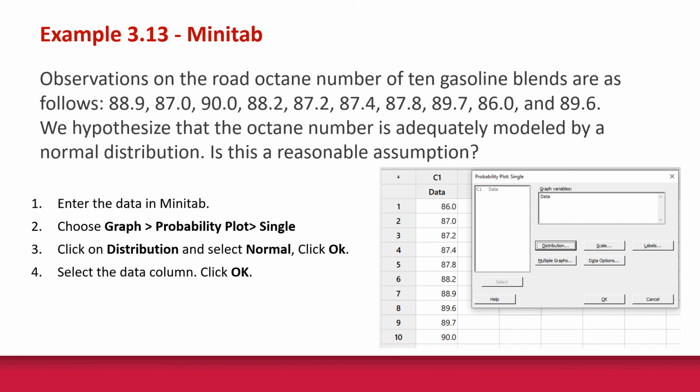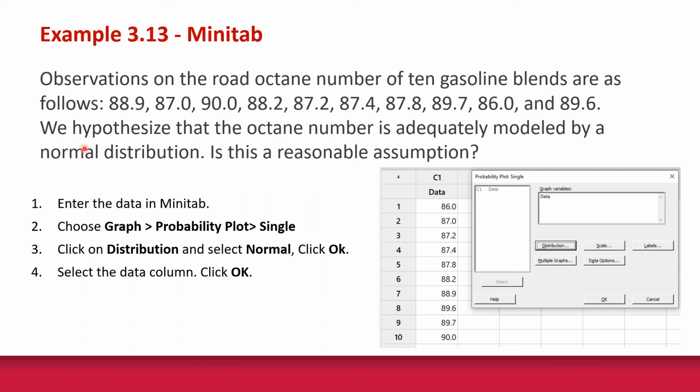So let's look at example 3.13 of the textbook. He gives some observations on the road octane number of 10 gasoline blends, and he shows them as the following data. Here we hypothesize that the octane number is adequately modeled by a normal distribution. Is this a reasonable assumption, he asks. Doing this without Minitab would be rather difficult. You'd have to get some graph paper, plot this, and that sort of thing.